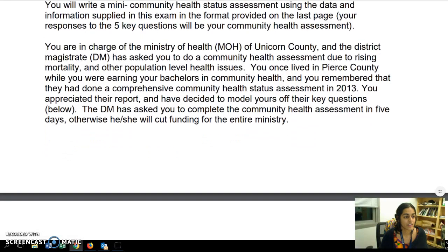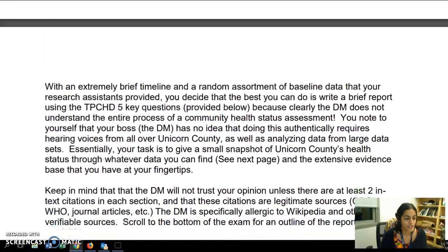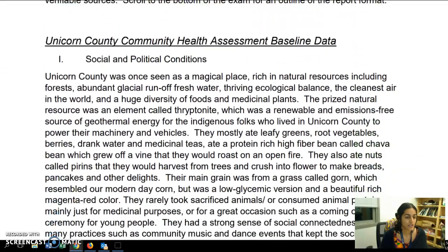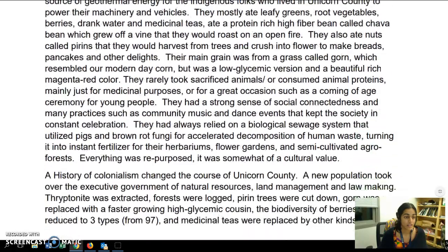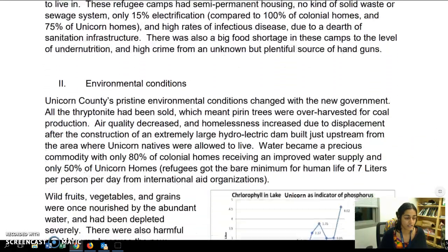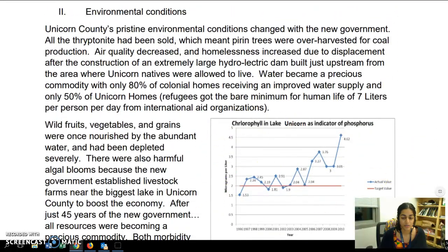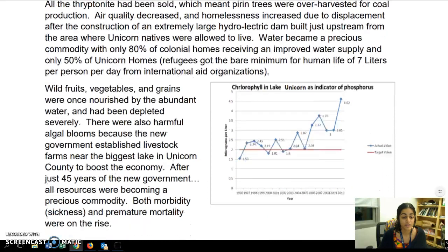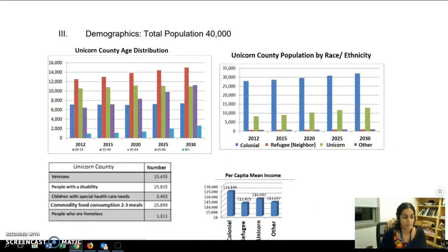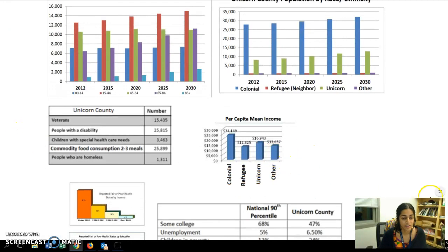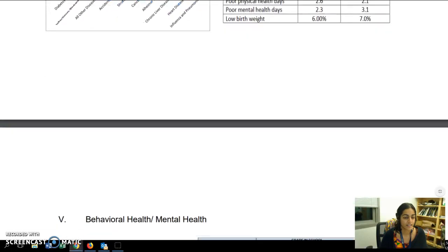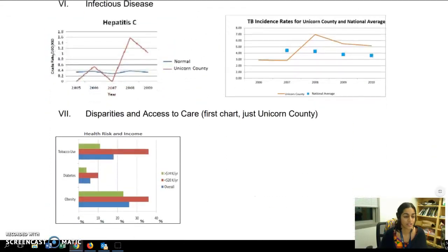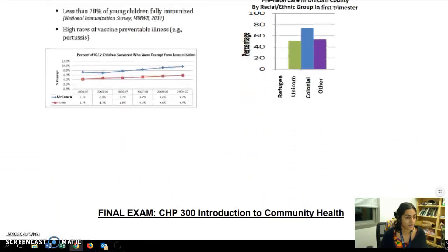So here, there's a story about this population of interest. You have the baseline data. And when I say data, I'm talking about qualitative data, which is this. I'm talking about quantitative, which is many of these graphs that you'll see: bar graphs, tables, charts. Everything here is data, and it's all fair game to use in your community health assessment.